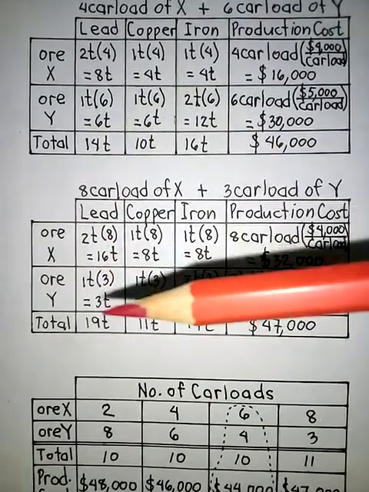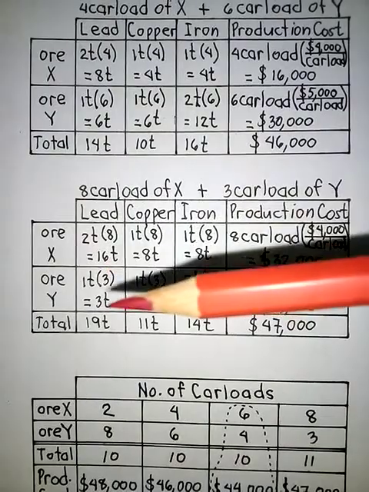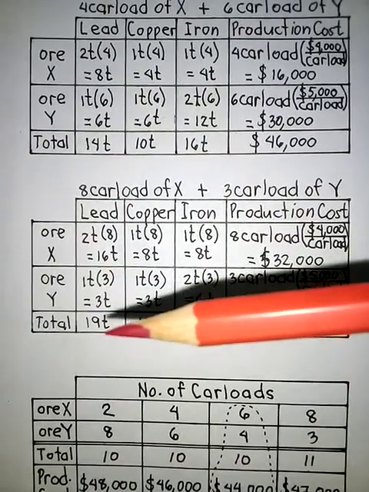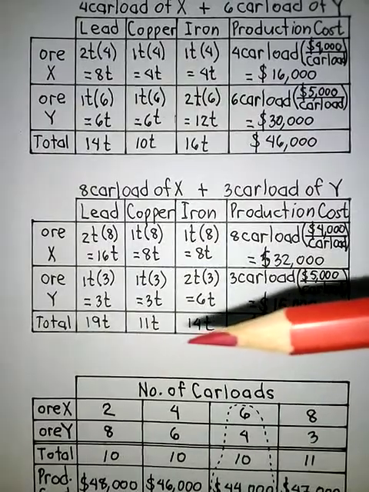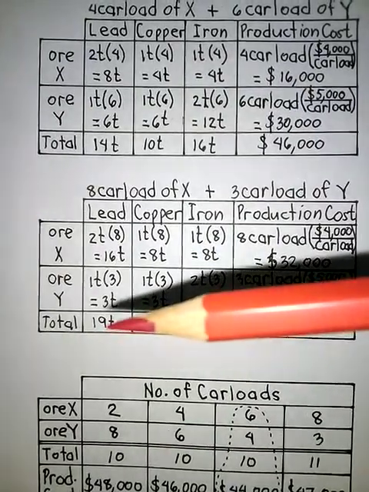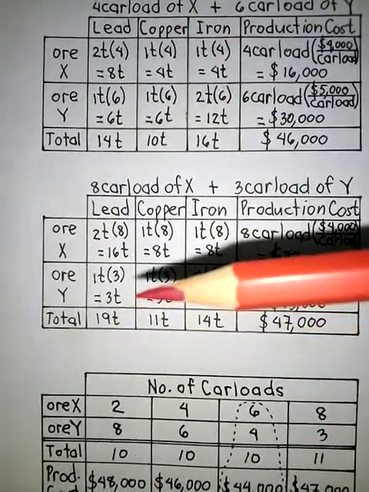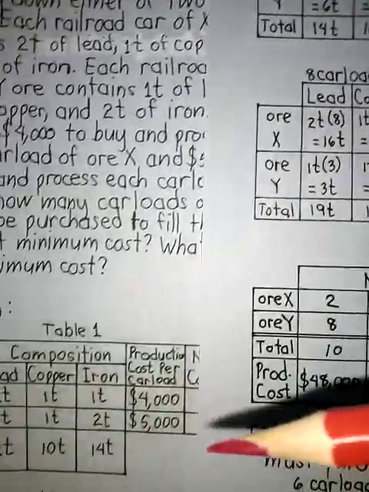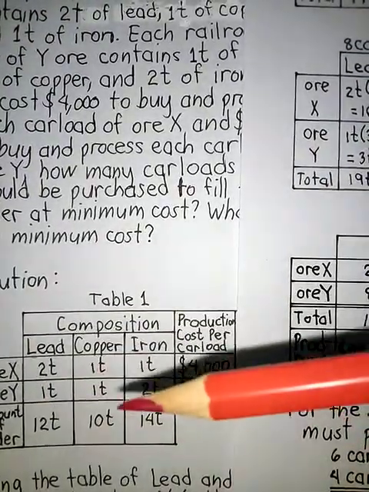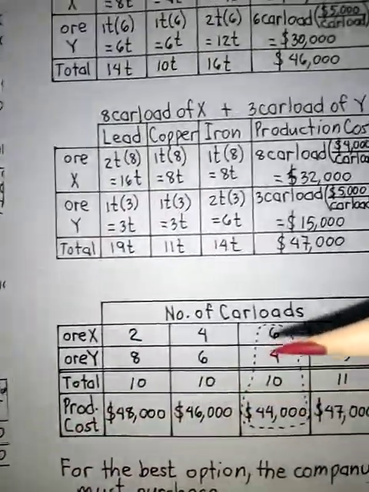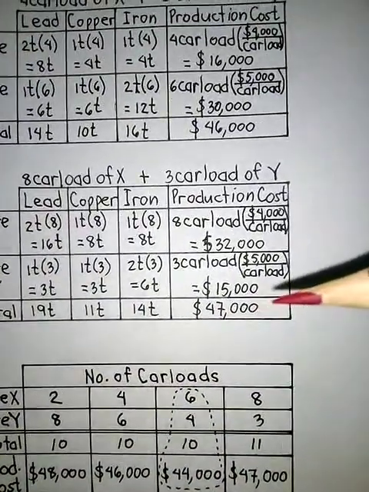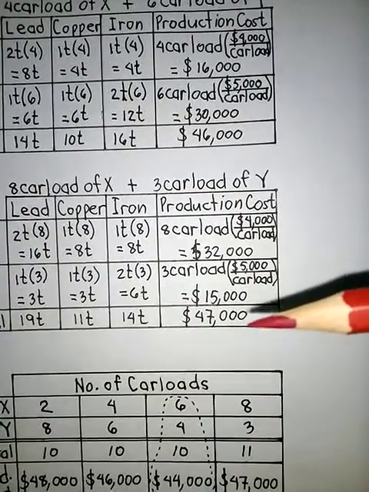Using these values, we will get a total of 19 tons for lead and 14 tons of iron. So again, this is acceptable since our client only needs 12 tons of lead, 10 tons of copper, and 14 tons of iron. Okay. And the total production cost is $47,000.